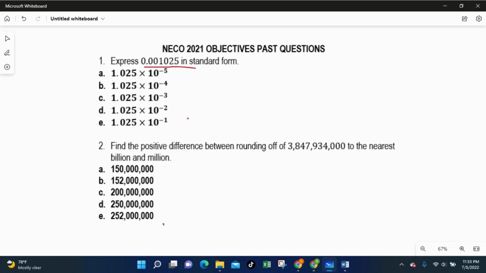You should note that when expressing numbers in standard form, when you count from your left to your right, your outcome is going to be a negative power. And when you count from your right to your left, the outcome is going to be a positive power. So once you have these two points at the back of your mind, you are good to go.